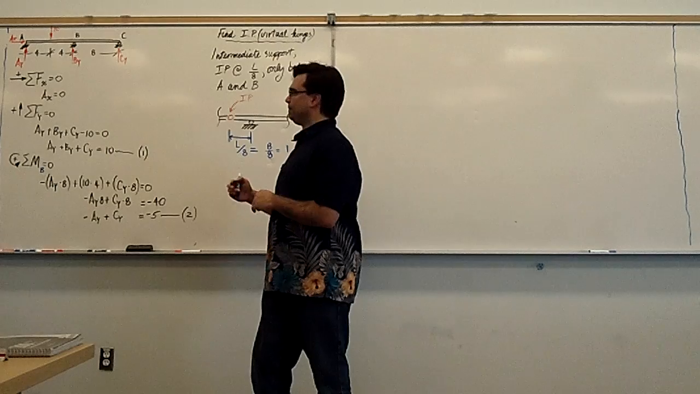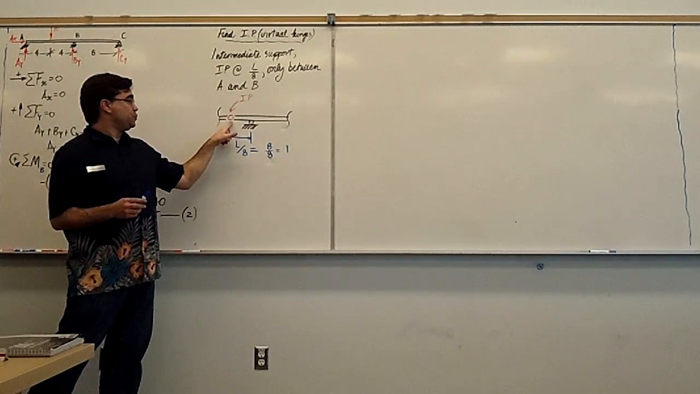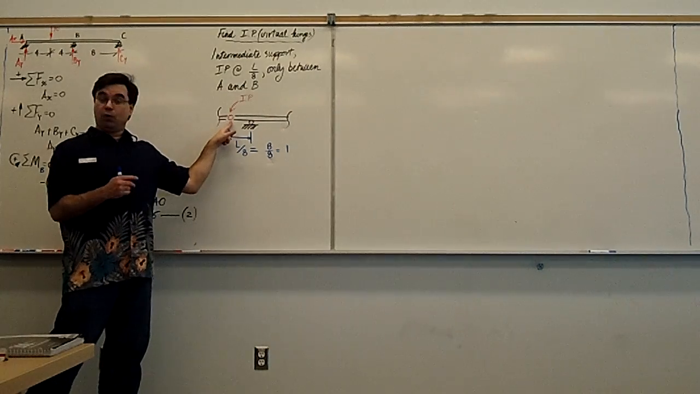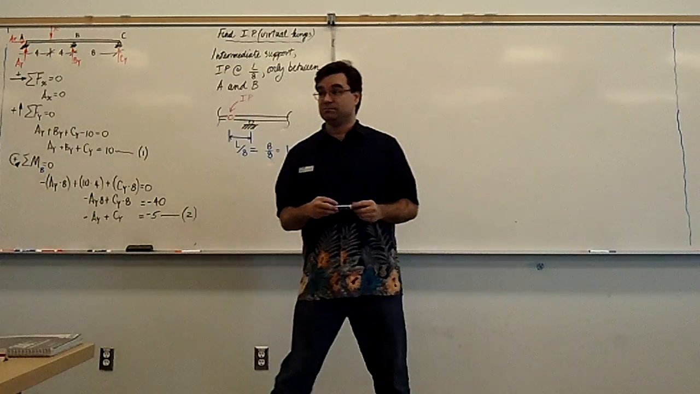Let's finish this. So what ends up happening now is we have an inflection point right there, or a virtual hinge. That means we can split the beam right there.